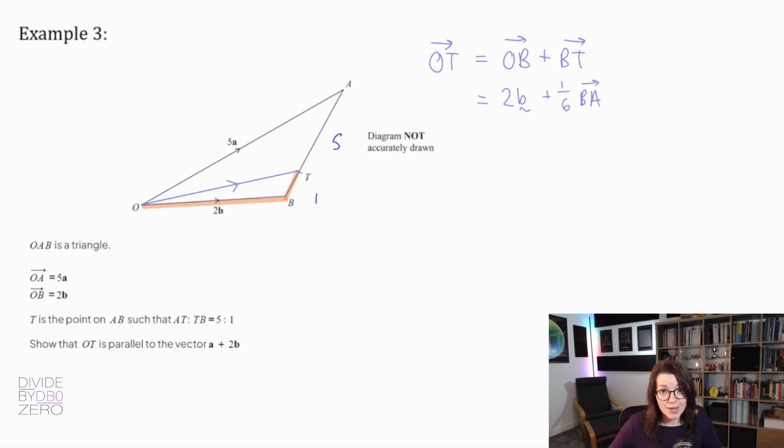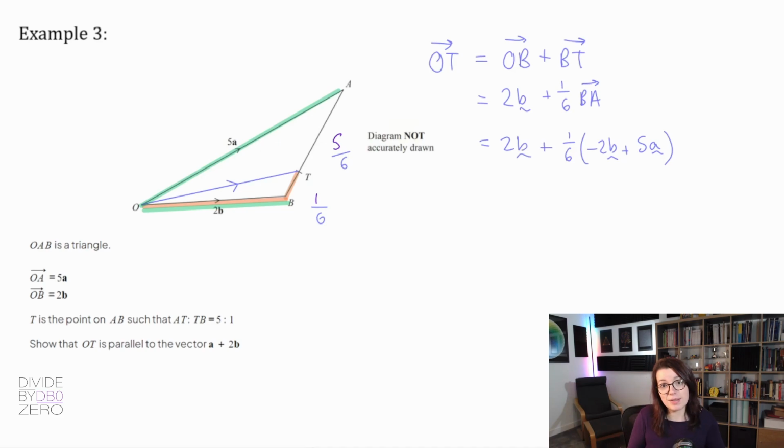We saw something like this earlier in the video. So the reason it's 1/6 is because the ratio is splitting it up into 1 and 5. So in terms of fractions, that's 1/6 and 5/6 of the line BA. We don't have an expression for BA at the moment, but we can find one by finding a pathway between B and A. So we could go from B to O and then from O up to A, and that would be 1/6 of minus 2B plus 5A. We still have our 2B in the front, so let's put that there. And now we have something that we can expand and simplify again. So let's go ahead and do that.